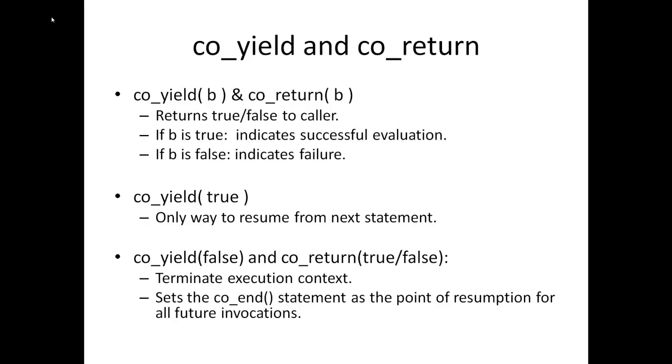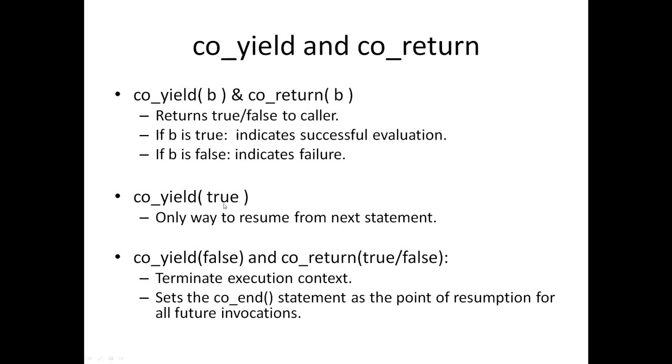When you suspend execution of the coroutine and return to the caller, you have one of two choices to make in regards to what behavior should be exhibited when the caller invokes the coroutine once again. You can either decide that the coroutine should resume from the point at which you are suspending it, or you can decide that the coroutine should terminate its execution context and all future invocations should merely return false immediately.